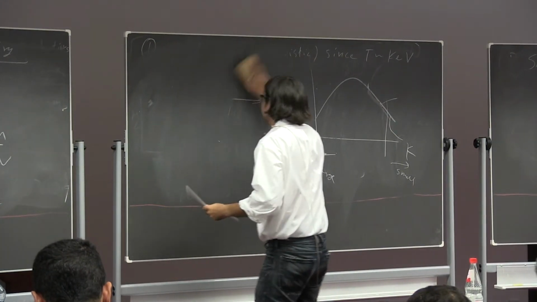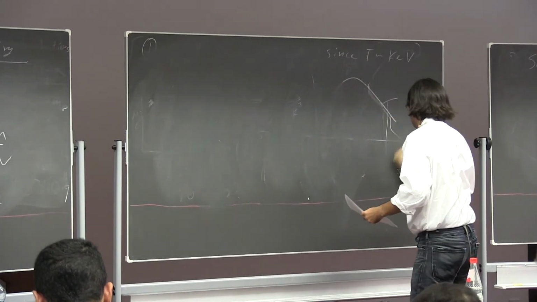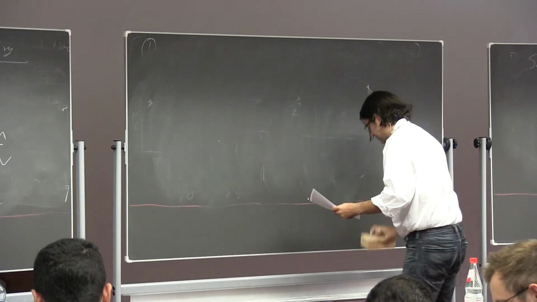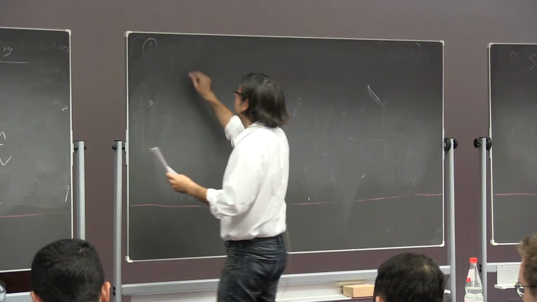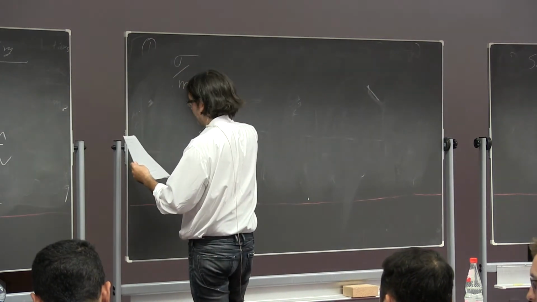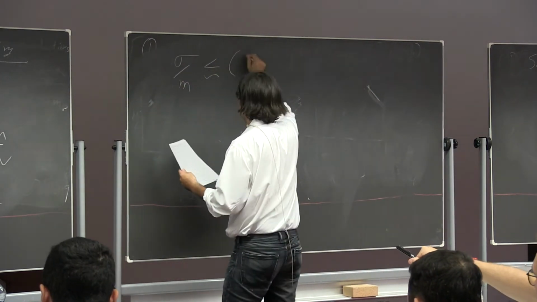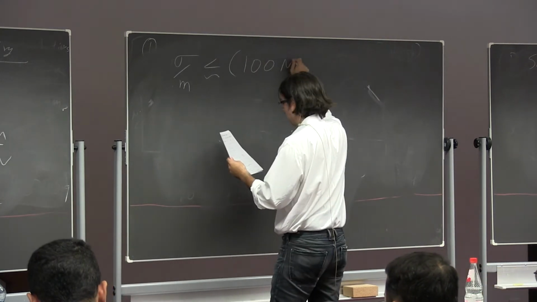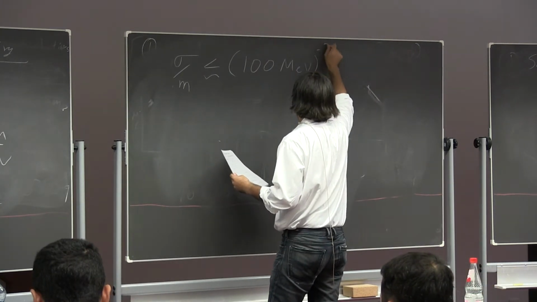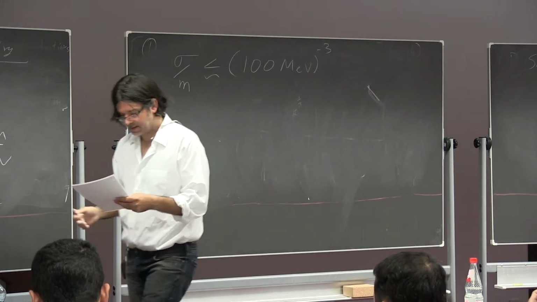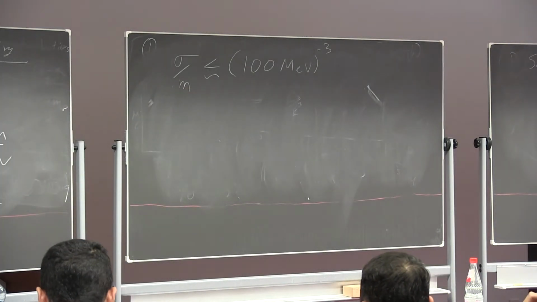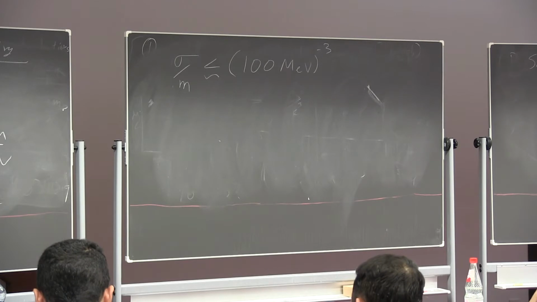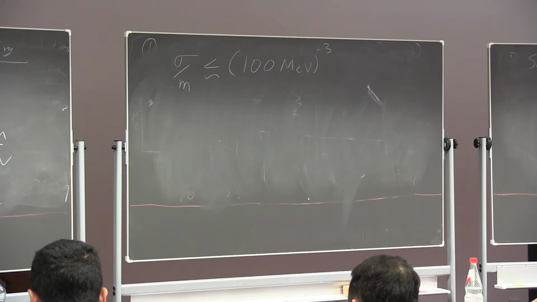The way I like to phrase these limits is that sigma over m should be less than about 100 MeV to the minus 3. That's, I feel like, a very nice round number that you can put in there and remember.